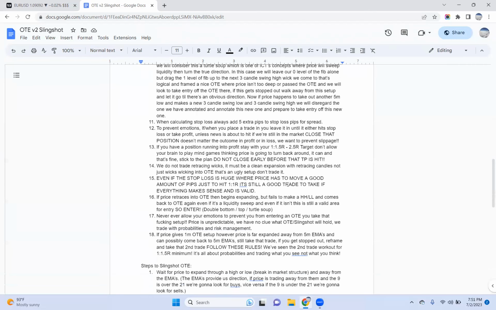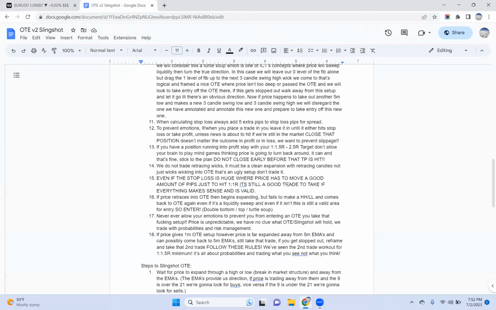When calculating stop loss, you want to always add 5 extra pips to your stop loss for spreads. So if your stop loss is 15 pips, you want to add 5. So your true stop loss is going to be 20 pips whenever you're calculating it, okay? And to prevent emotions, if and when you place a trade in, you will leave it in until it either hits stop loss or take profit. Unless news is about to hit, if we're still in the market, you want to close that position. Doesn't matter the outcome, in profit or in loss.